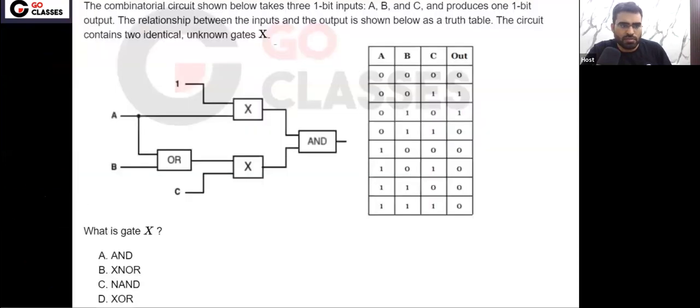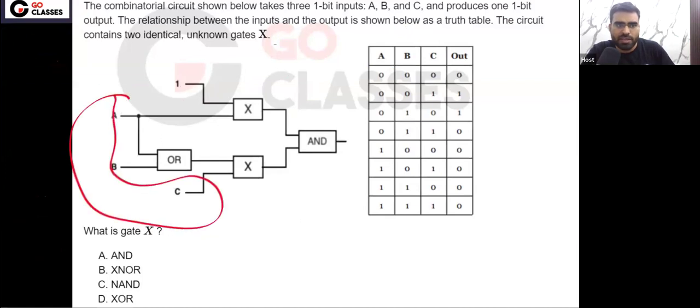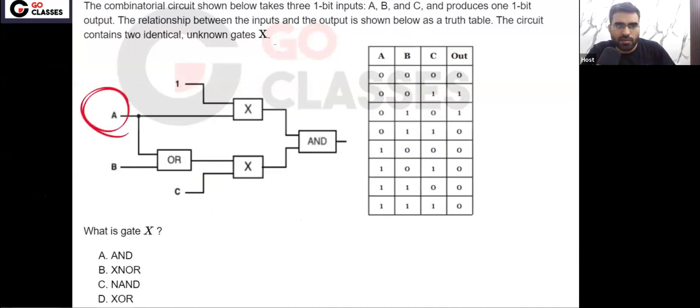Now let's solve this question. This is a very nice question. Let's solve it. Here the question is saying that you have this circuit, and for this circuit, you have three inputs A, B, C. These are three 1-bit inputs, means each is 1 bit. Either it can be 0 or 1.